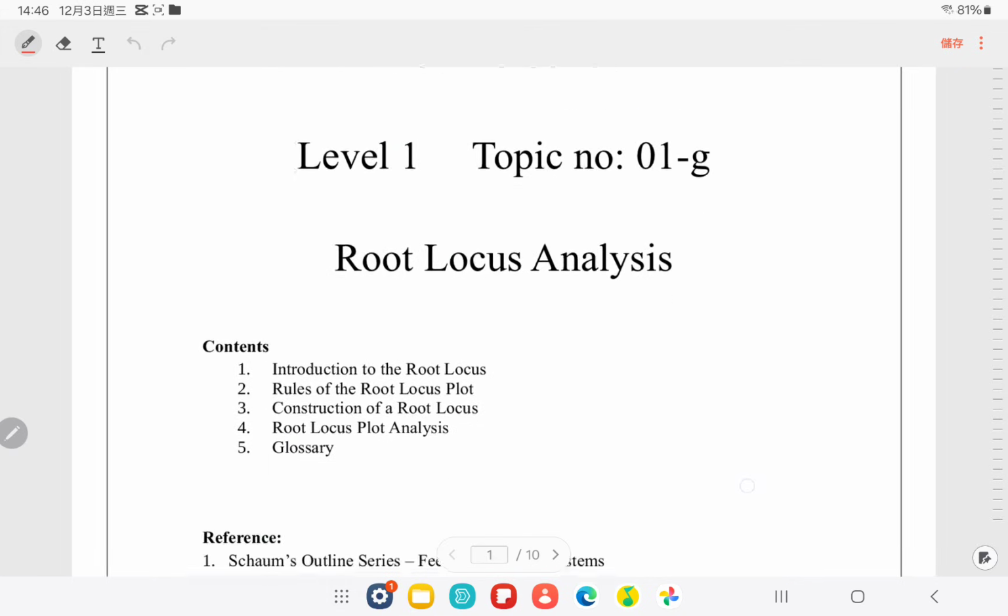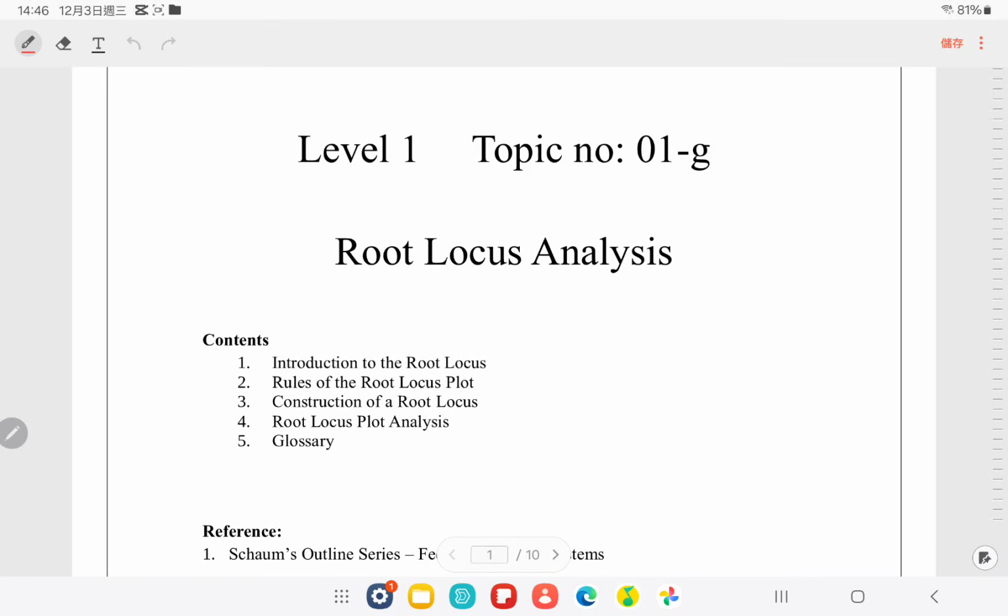Then we go to the root locus. For this part of the notes, no need for me to go through it. There is only one thing I would like to tell you: it is fully examinable. So there will be one question on this.